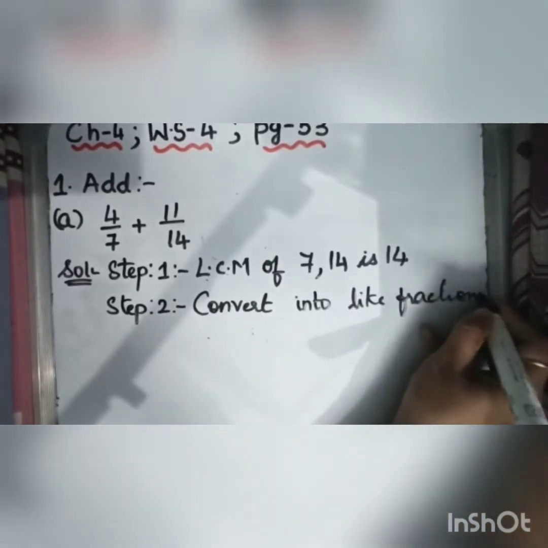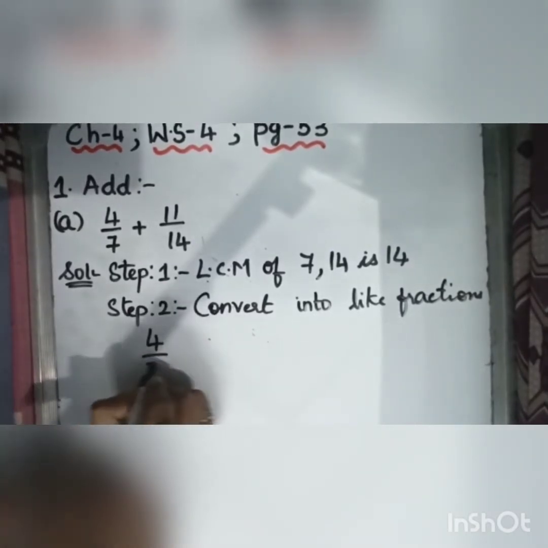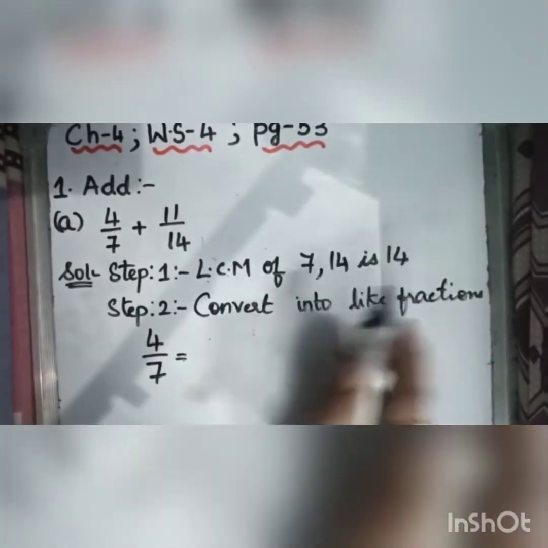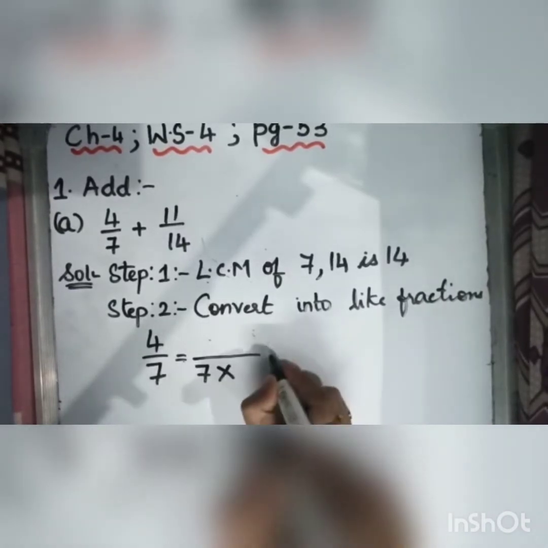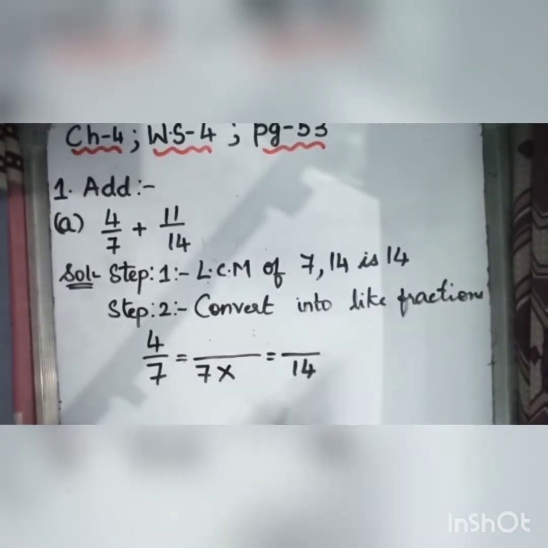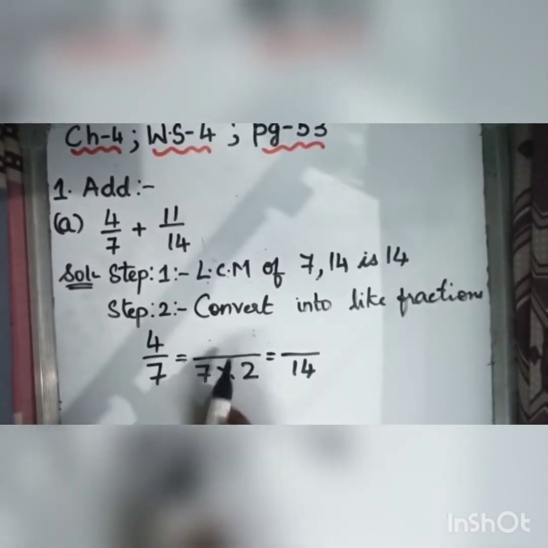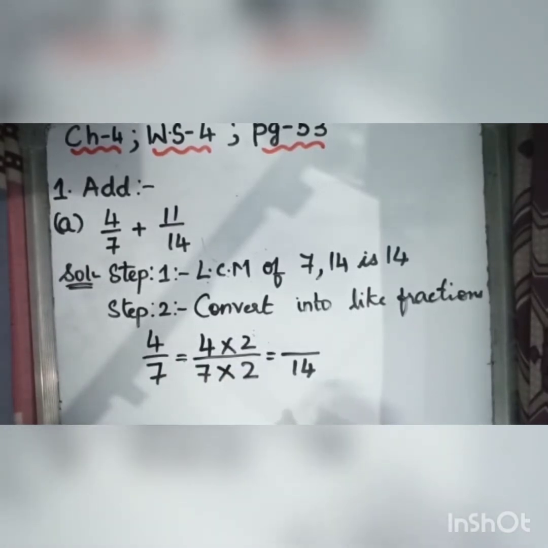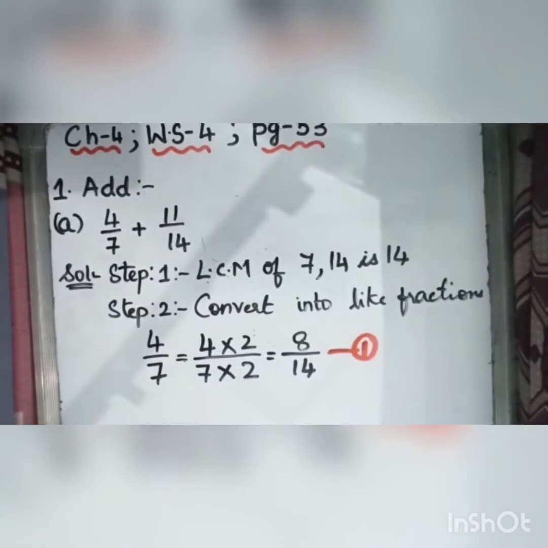Now how do I convert into like fractions? By making the denominator same. Now I take the first fraction. I have to make the denominator 14. What should I multiply the denominator by? 7 twos are 14. Can I leave the numerator as it is? No. I have to multiply by the same number. 4 twos are 8. This is my first like fraction that I found out.